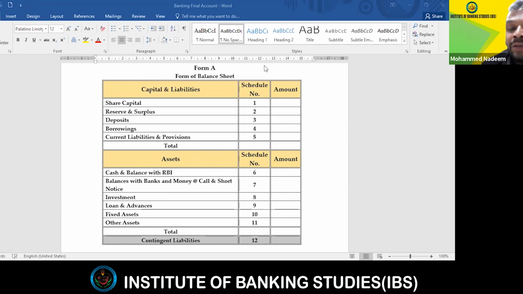Okay. Repeat, sir. Borrowings means we are taking money, and balance with bank means we have given money to the other bank. Other branch, our branch only we have given to them. Yes, sir. Okay. Money at call and short notice is nothing but bank overdraft.